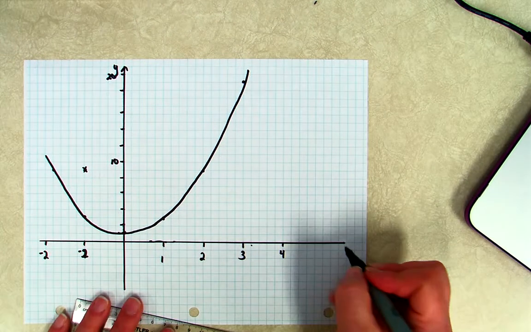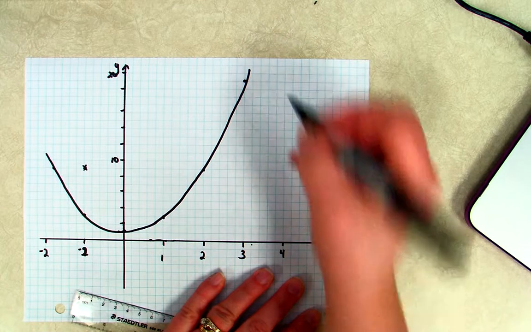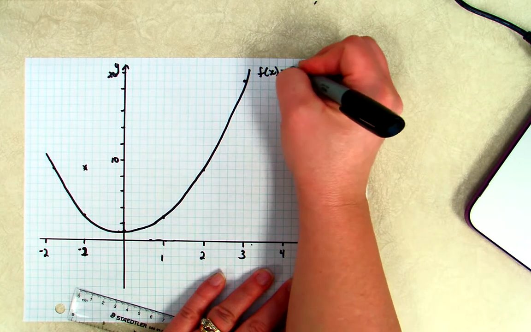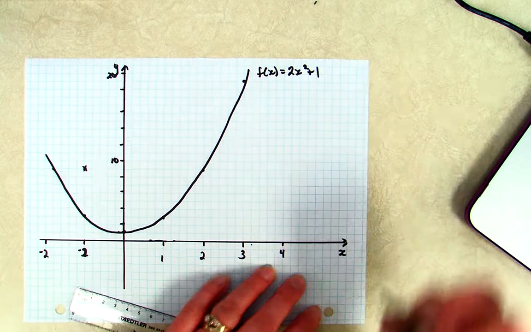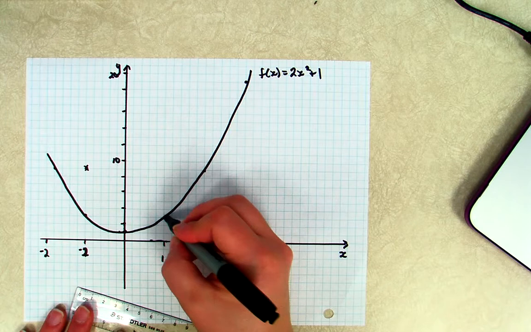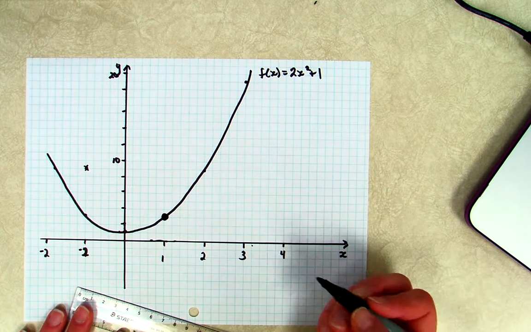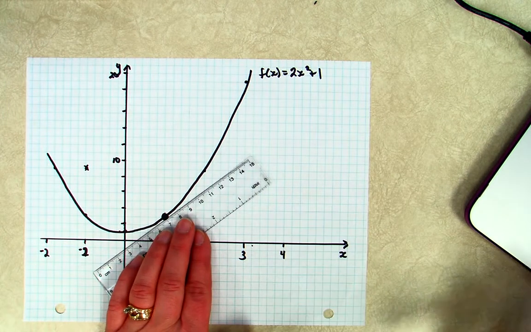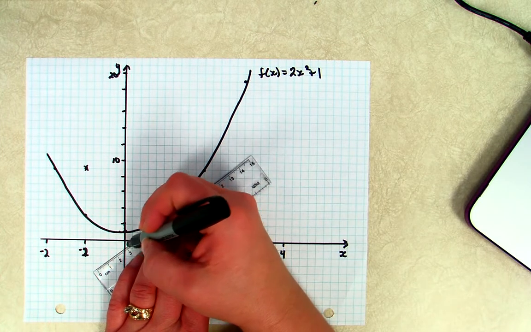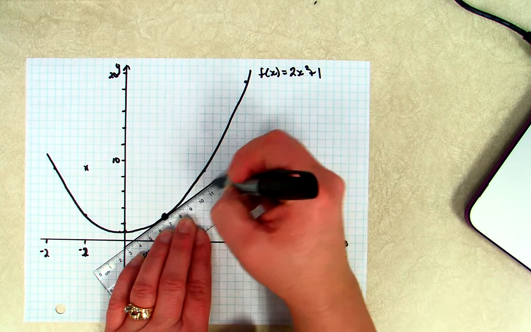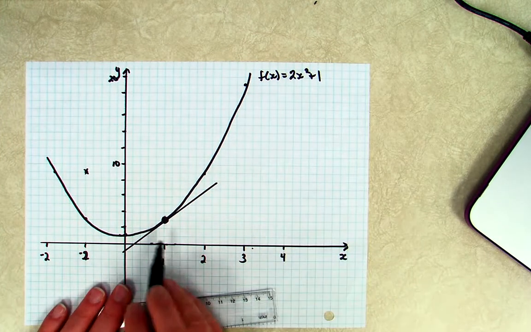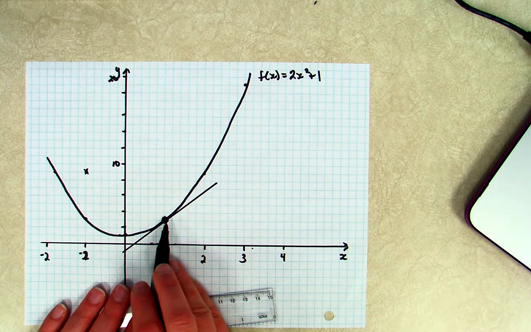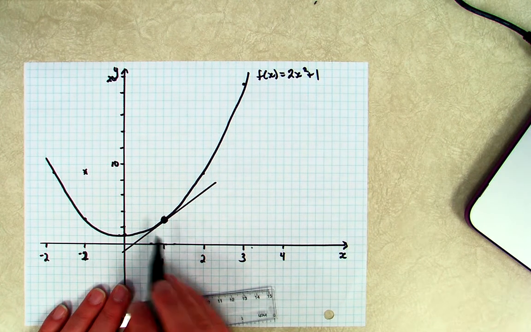So now, I'm going to label this f at x equals 2x squared plus 1. We are interested in the tangent at the point where x equals 1. So the tangent is going to be a line that is just going to skim our function at that point. But the problem is I only have 1 point, so I can't use the slope formula.